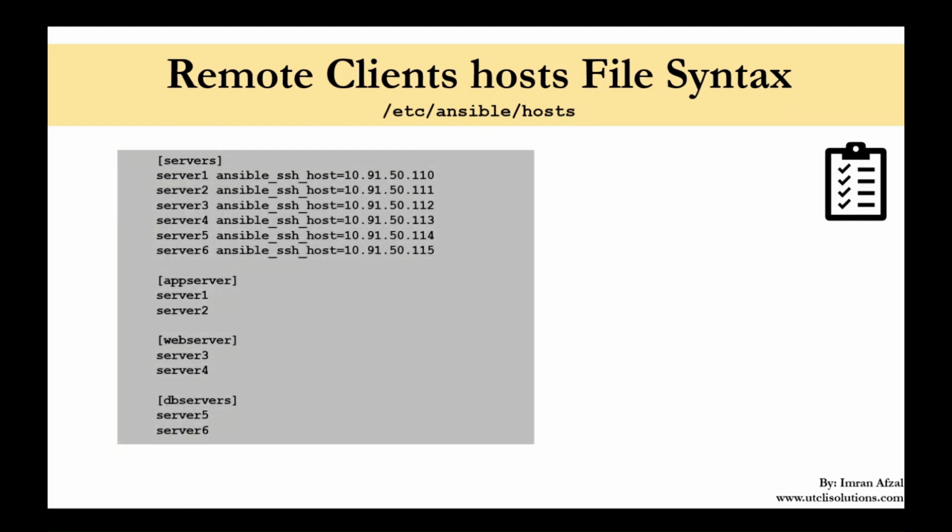Another simple way to add your remote client information into the host file is by defining aliases. So if you do not have the FQDN or hostname of your remote clients, just the IP, I know it is hard to remember the IPs. So what you do is you define aliases. For example, in this case, you have server1. You define it by putting in a space, ansible_ssh_host equals the IP address, and so on. This will help you a lot when you are executing tasks on your remote clients.